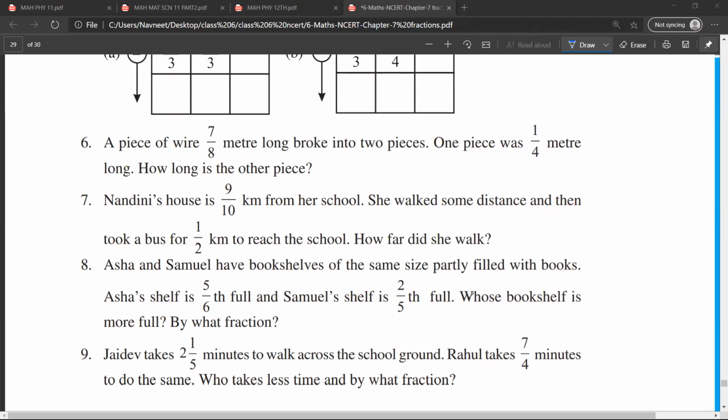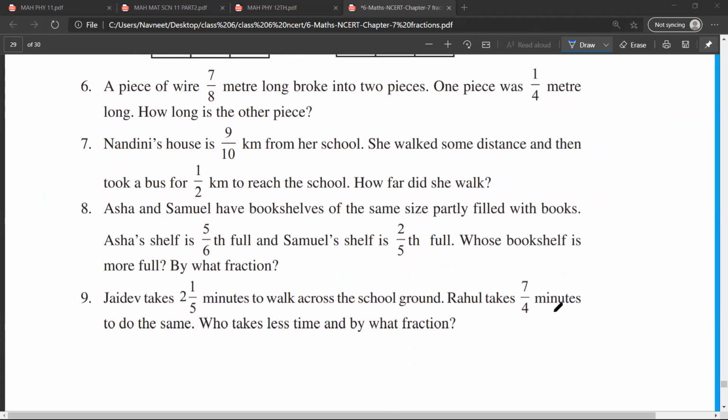Mr. Sarthak, I'll explain how to do these questions 6, 7, 8, 9, and you need to do these as homework. So: a piece of wire 7 by 8 meter long broke into two pieces. One piece was 1 by 4. How long is the other piece?